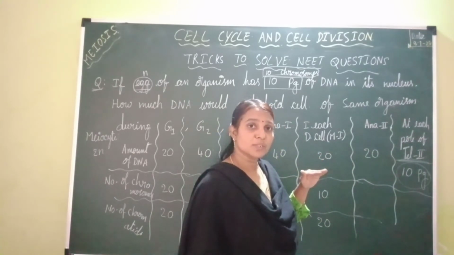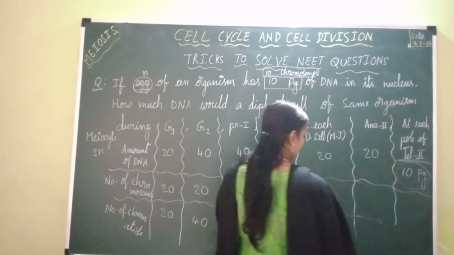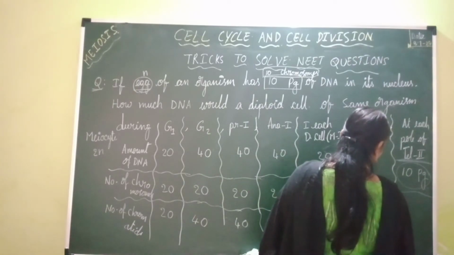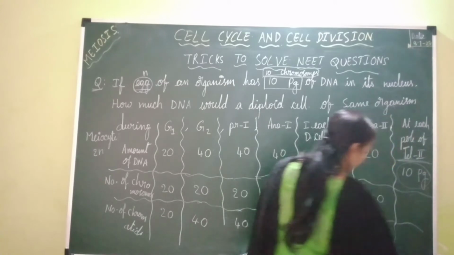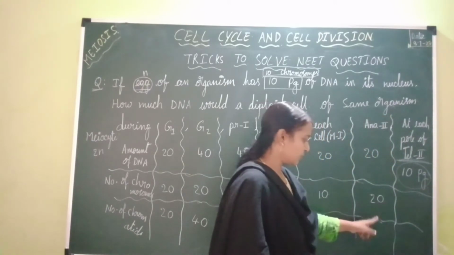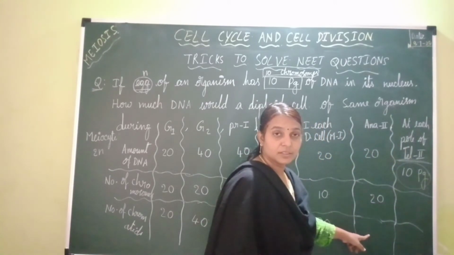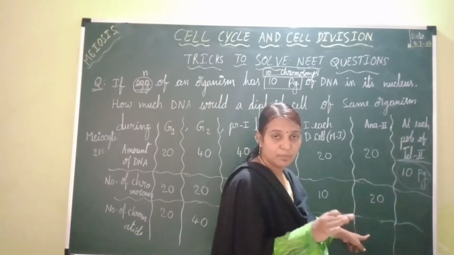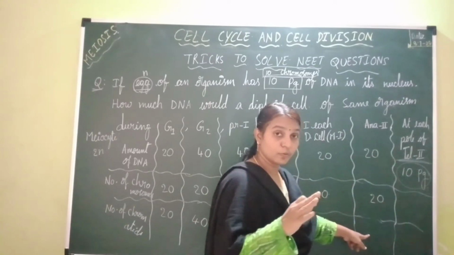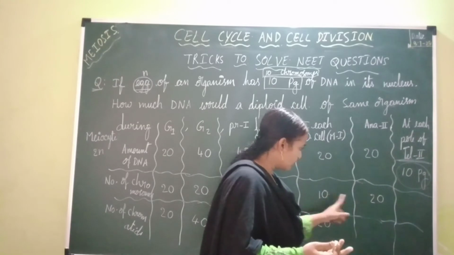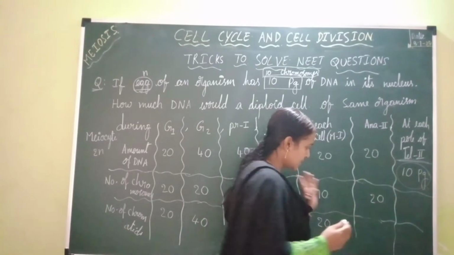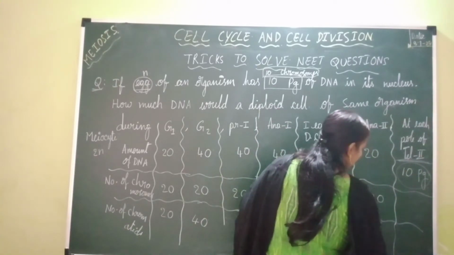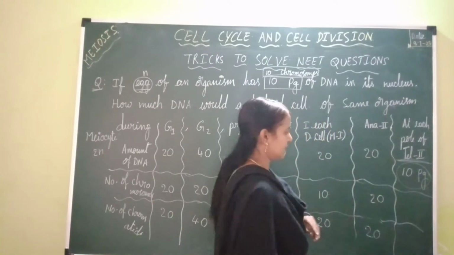Number of chromosomes gets doubled. So here, how many chromosomes? 20 chromosomes. Number of chromatids? 20 only, because during anaphase 2, the number of chromosomes gets doubled, but the number of chromatids remains the same. So chromosomes are getting doubled, but chromatids remain the same, because each chromosome is with 1 chromatid due to splitting of centromere.